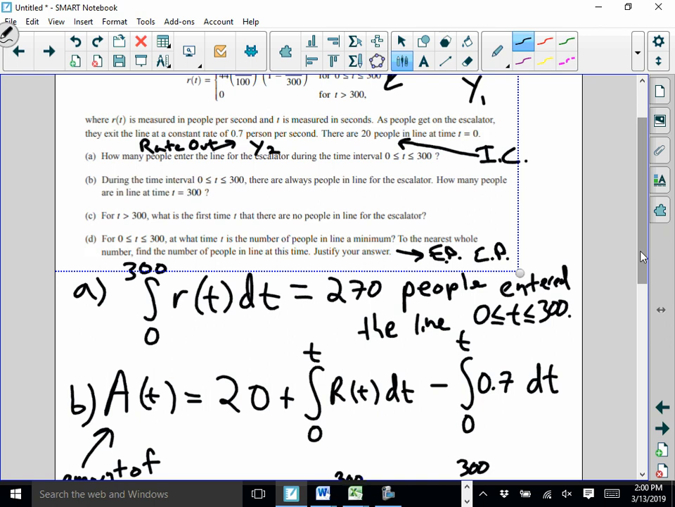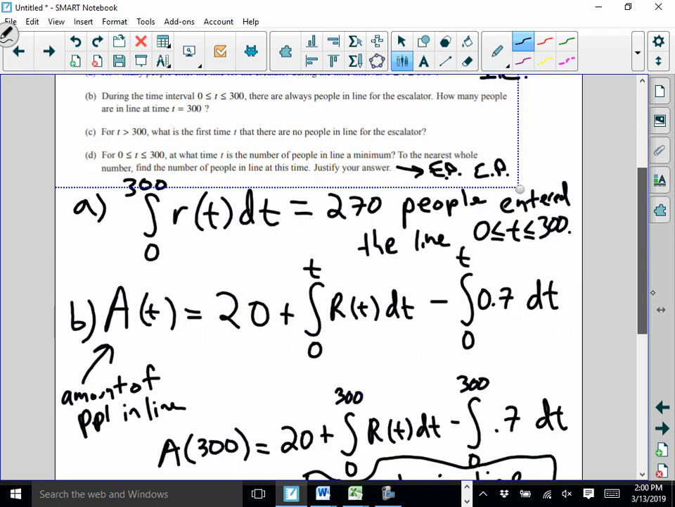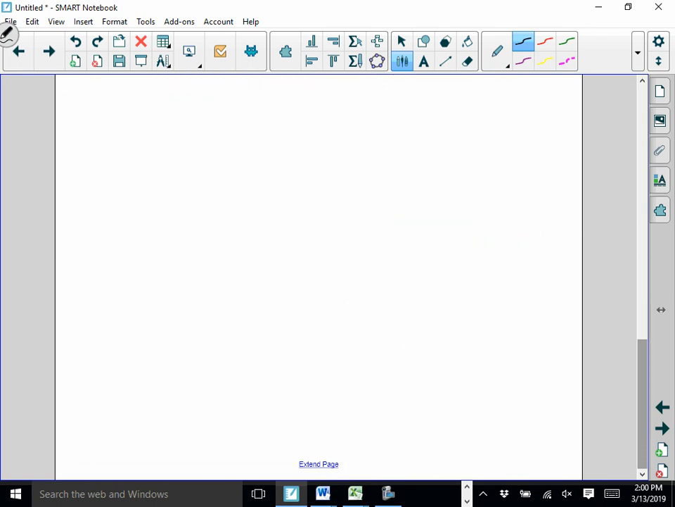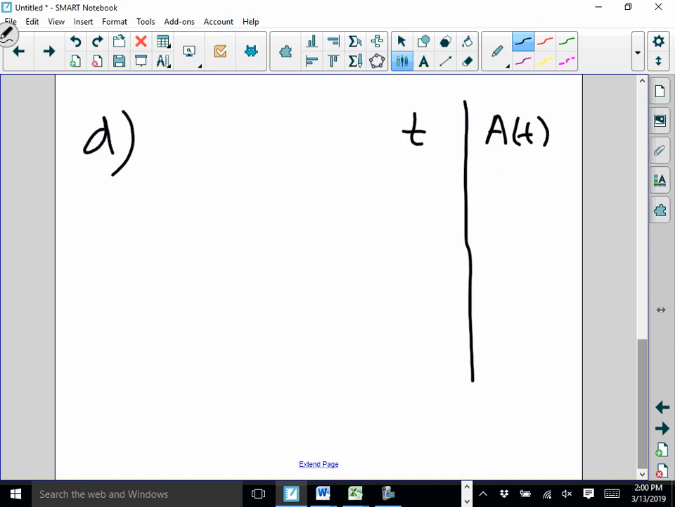So whenever we're finding an absolute max or min, we want to make a little table. T values and A of t values. So we need the beginning point of 0 and the ending point of 300. And we want to know how many people are in line at those times. Well, those are two values that we already know. Time 0 is our initial condition, that's 20. Time 300, we calculated in part B to get 80.